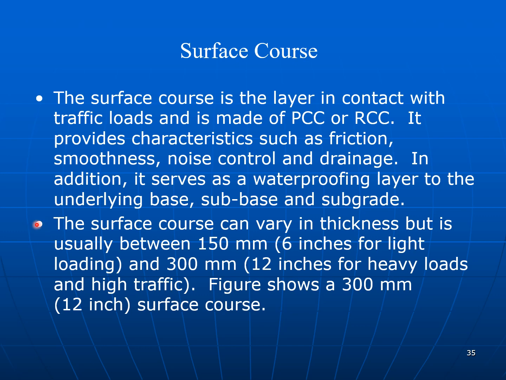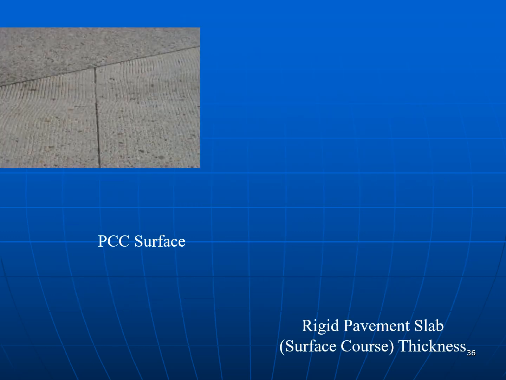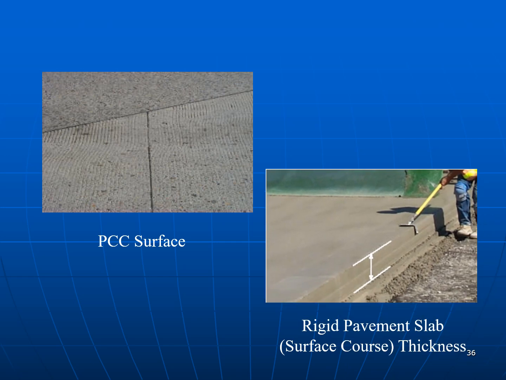So I will repeat, the surface course can vary in thickness but is usually between 150 mm, 6 inches, for light loading, and 300 mm, that is 12 inches, for heavy loads and high traffic. Figure shows a 300 mm, that is 12 inches, surface course on the next slide. So here you can see the top view of the PCC surface, and here you can see the surface course, and this is the thickness of the concrete slab.